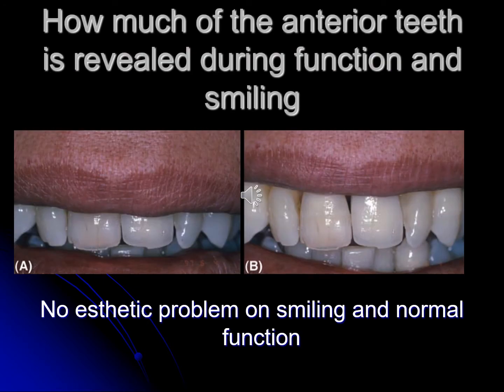For example, about the aesthetic considerations, how much of the anterior teeth is revealed or shown during function and smiling. In this case, we see there are no aesthetic problems on smiling and normal function of this patient because he or she has a low lip smile line. That means we can't see except part of the teeth during smiling and normal function.